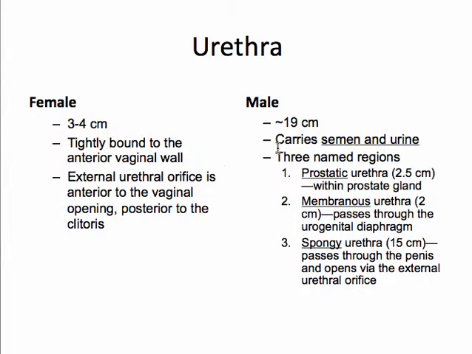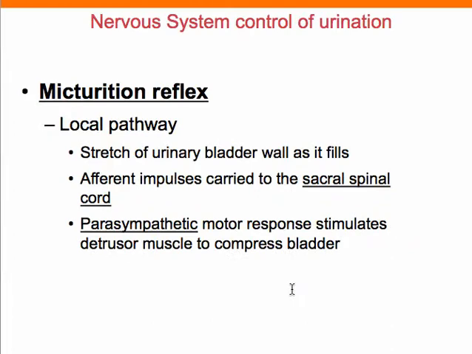Another difference is that the male urethra carries both semen and urine, and because the male urethra is going through different organs, we actually have different areas to it. So the urethra in the male, we have the prostatic urethra as it comes through the prostate gland, the membranous urethra as it passes through the urogenital diaphragm, and the spongy urethra as it passes through the penis.